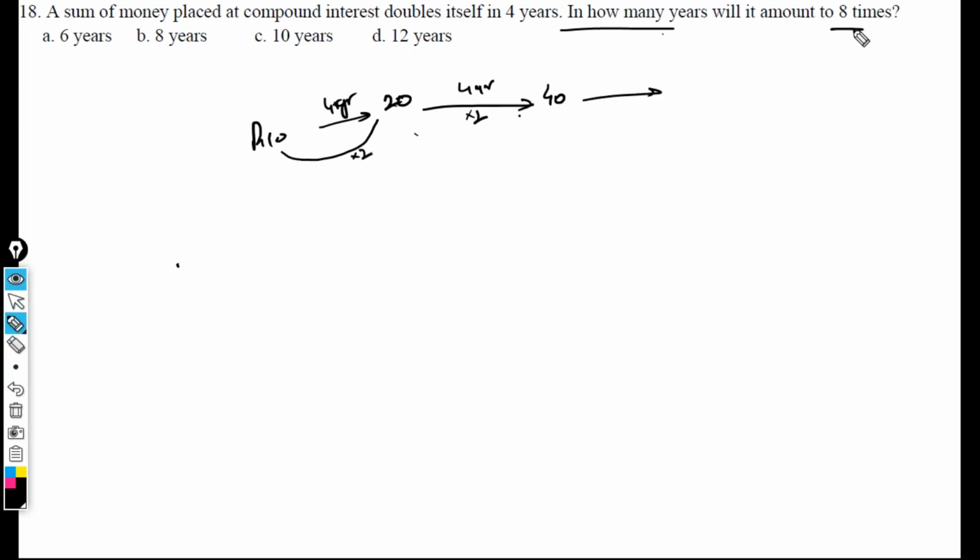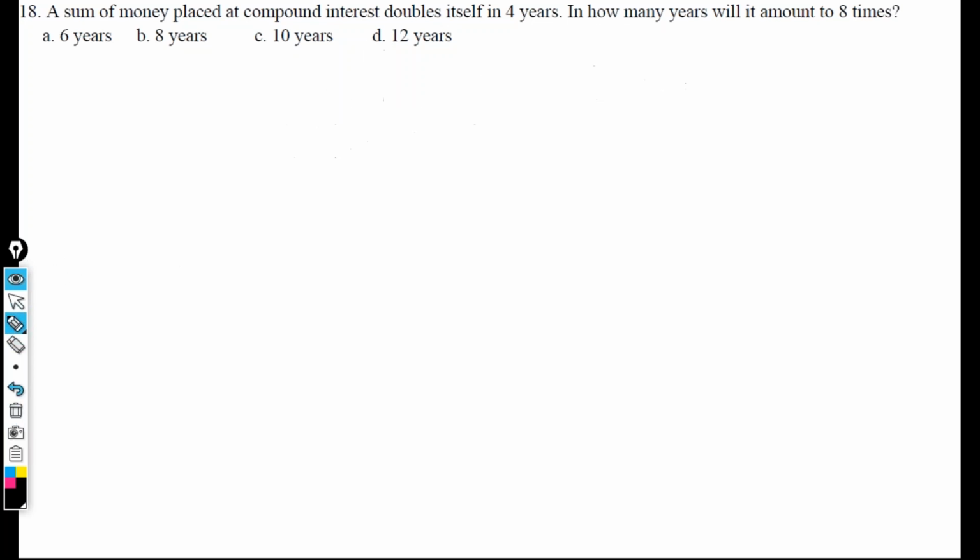And question says, in how many years will it amount to 8 times? 8 times of 10 means 80. So this is where I am going to stop. So 4, 4, 4 added 3 times results in 12 years. Is it clear, Shubham, Bhavya, Rishabh? Okay, Suryakant, now this is for you only.